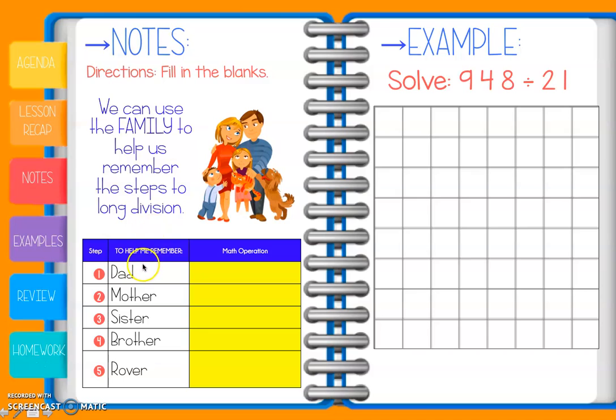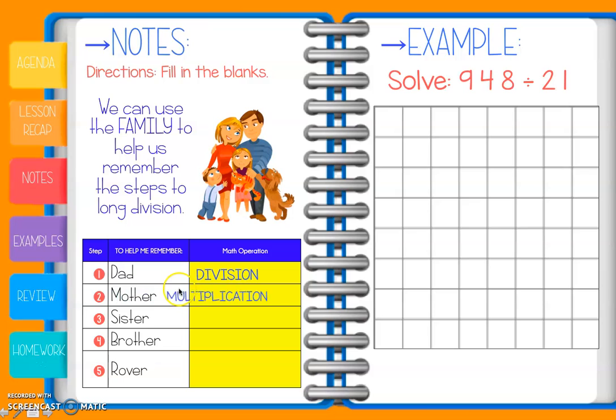And one way to help us remember that order or that process is to use a family. So we can think of our dad, mother, sister, brother, and of course, Rover, the dog. And they each stand for a specific step in our steps to long division. So the first thing that we're going to do, D, is to divide. Okay, and we'll go over these more in depth here in just a second.